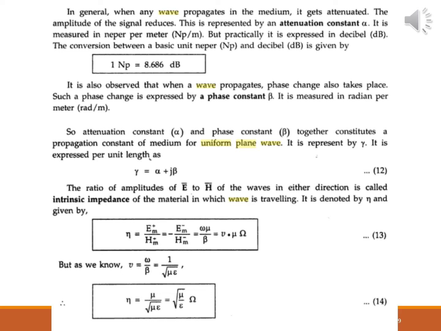Another thing that you know is that the velocity of propagation is given by omega by beta. This was expressed earlier. The velocity of propagation is also 1 by root mu epsilon. This was also derived earlier. So eta can also be written as the square root of mu by epsilon ohms. That is the intrinsic impedance of a medium with permeability mu and permittivity epsilon, given by equation 14. The unit of intrinsic impedance is ohms.